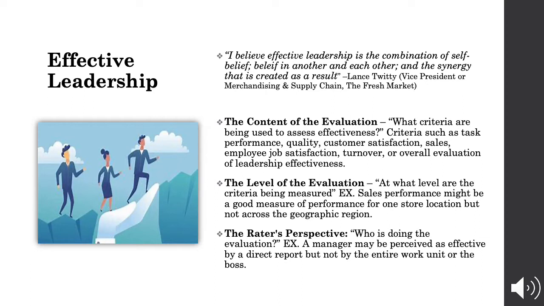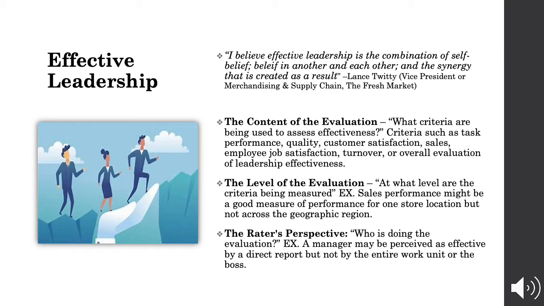Our textbook defines effective leadership in 3 ways. It's what criteria is being used to assess the effectiveness, at what level are the criteria being measured, and who is doing the evaluation. So when you say what criteria are being used to assess effectiveness, it's task performance, overall employee happiness, overall effectiveness of the team, and how they feel connected to you as a leader. So are you a type of leader who helps produce good results, who encourages the team, who has a happy team where your employees feel supported?